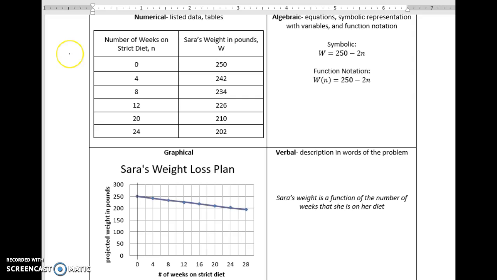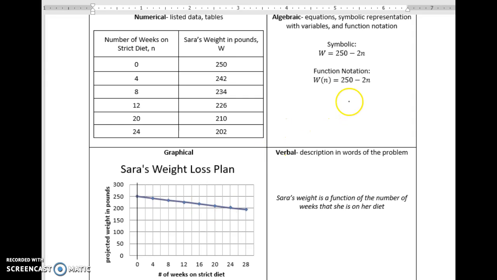On page 4 of the notes, you'll see that now we have a situation where there's one scenario represented in all 4 ways. So if we go back to this idea of the strict diet, again we have the input values of the number of weeks and the output values of the amount of weight. We can graph these ordered pairs, and since it might be stated that Sarah is also losing weight in between each one of these points, we could connect these. We don't always know that, but in this case this is indicating that there is some sort of weight loss in between each one of these weeks.